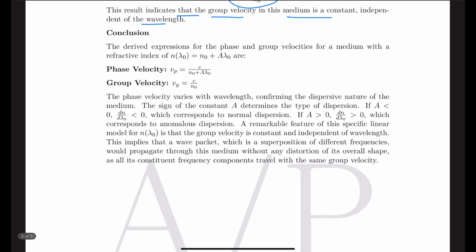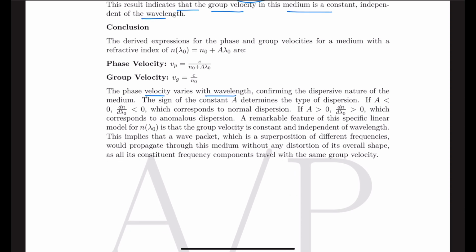So the phase velocity varies with wavelength, confirming the dispersive nature of the medium. Your learning is that whenever we need to ascertain whether a medium is dispersive or not, you need to establish whether the refractive index depends on the free space wavelength or not. If it depends, then it is dispersive. But the sign of the constant a determines the type of dispersion. If a is negative and the rate of change of dn is also negative, this is normal dispersion. But if they are positive, it is anomalous dispersion.